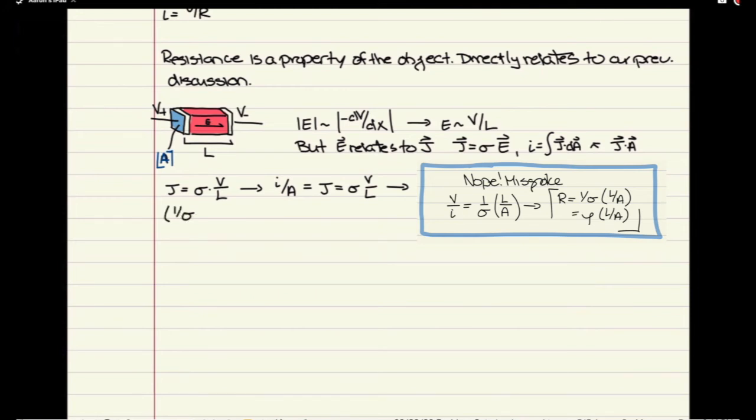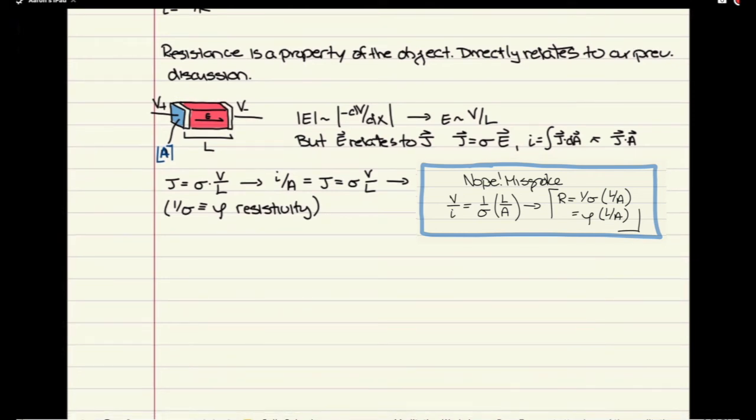One over sigma, when you're talking about resistance, appears so much that just to make things more fun, this is sometimes called rho, or the resistivity. So you have the conductivity and the resistivity. They are essentially saying the same exact thing, just one is the ratio of the other. So in that case, we can also write this as rho, the resistivity, A divided by L. And that also deserves a highlight.